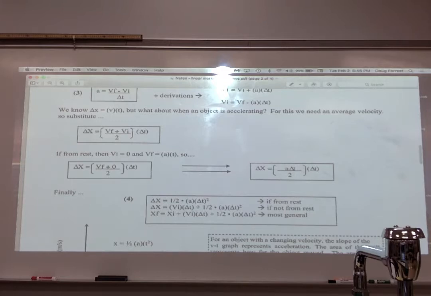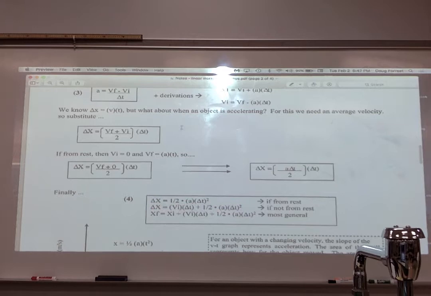Essentially, if you accelerate from rest, you'll be looking at this 1/2 a t squared, a times t times t. If you accelerate from something where you're not at rest, it's the initial velocity times time plus 1/2 acceleration times time interval squared. I don't think we're going to use this last one at all.